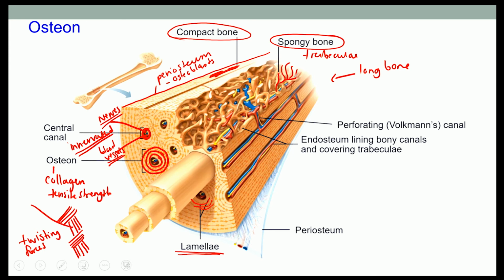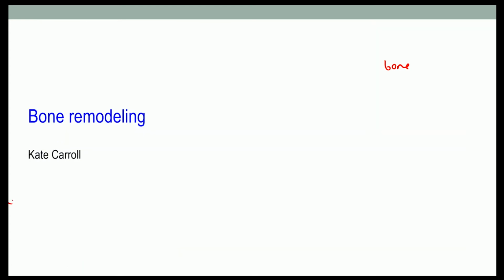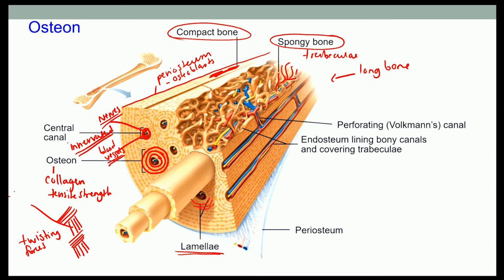Within that collagen, you'll also find those calcium phosphate crystals. Remember that the calcium phosphate crystals give the bone its hard property. Okay, so what else have we got in compact bone?